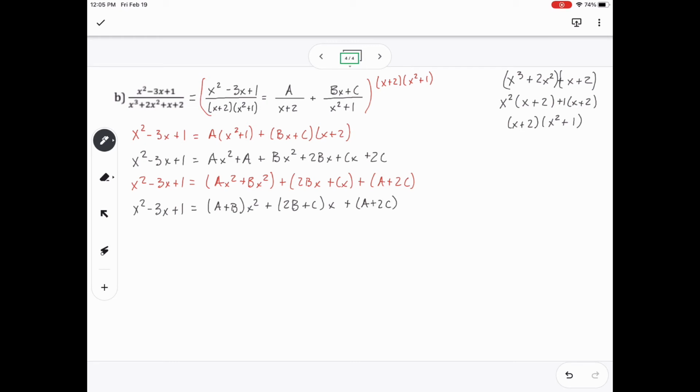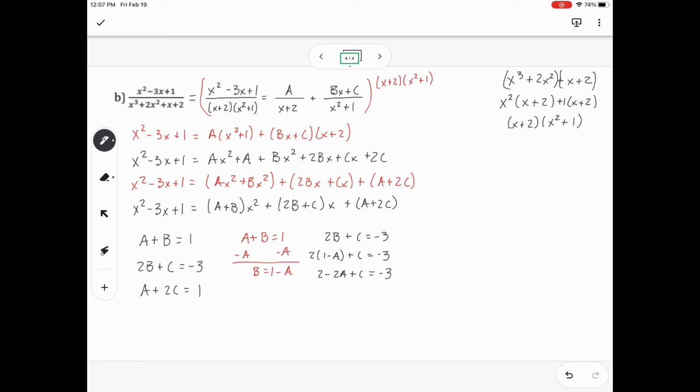So in this case, I'll also have 3 equations that I can use to solve. So A plus B will equal 1, 2B plus C will equal -3, and A plus 2C will equal 1. So from here, I chose to deal with the first equation and solve for the letter B. And then I was able to take that and substitute it into the second equation. So I can have 2 equations with A and C together. And then I can use elimination in those to help me figure out one of them.